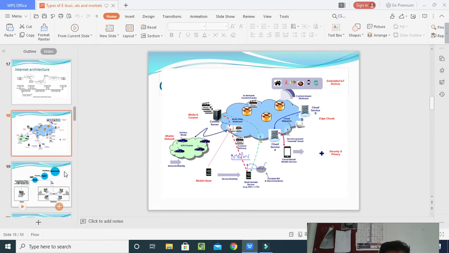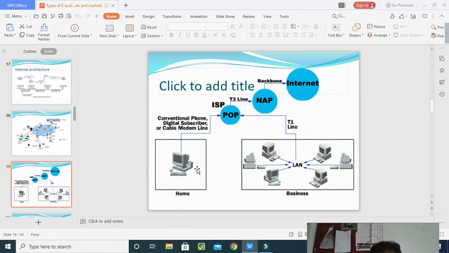Now, we'll see here, conventional phone. That means from home, by sitting at home, how can we do business? Business needs a LAN, local area network. We need only one internet connection for one system, but for a number of systems, we need a LAN. Okay. Now, see, this is the conversation of how the network is passing.